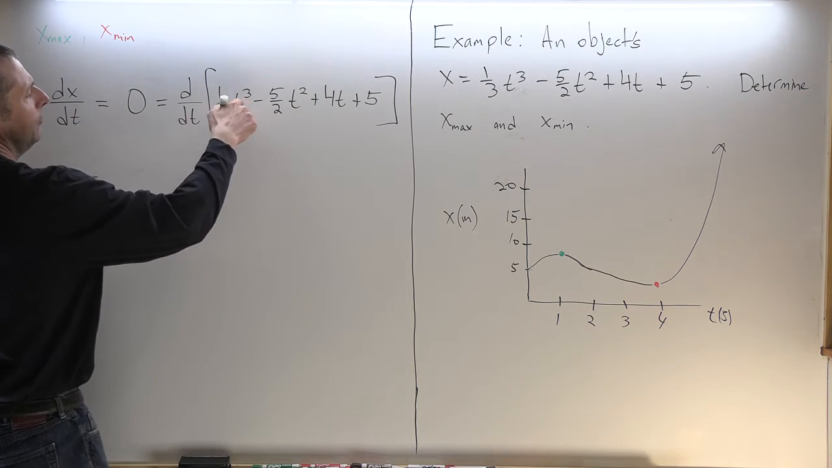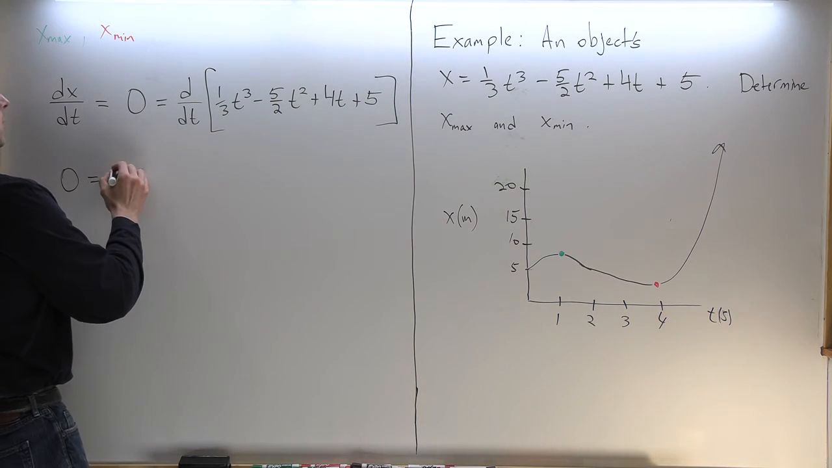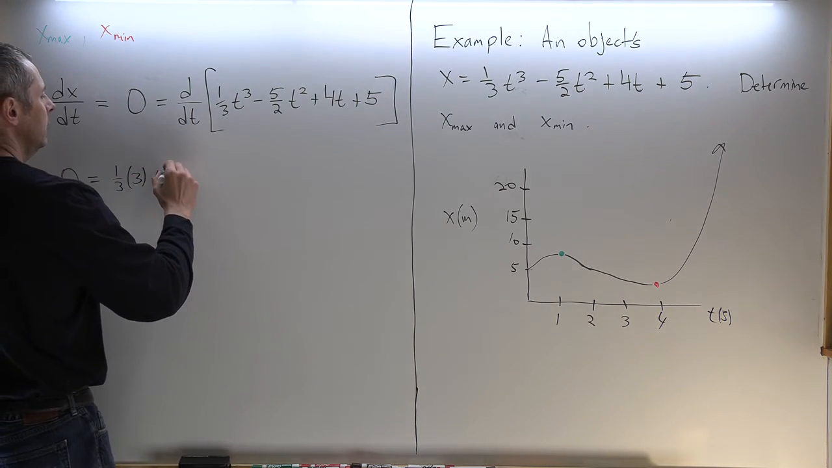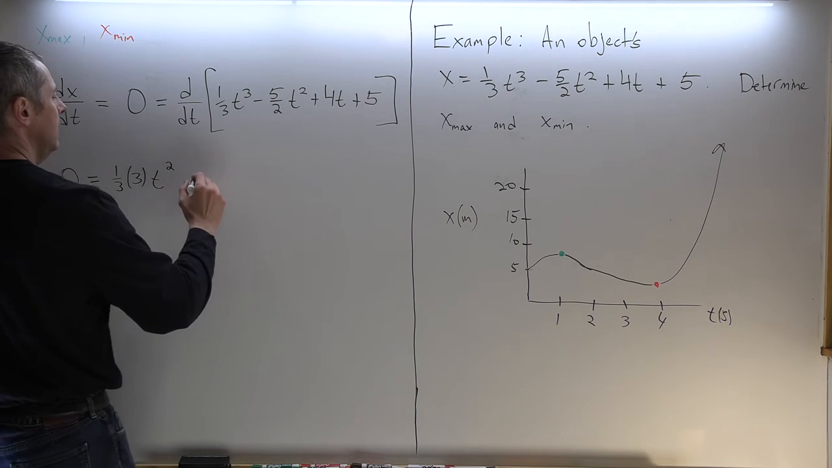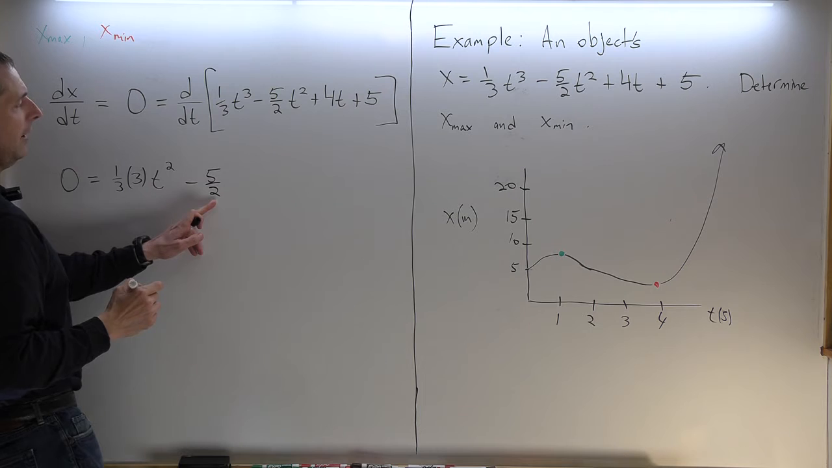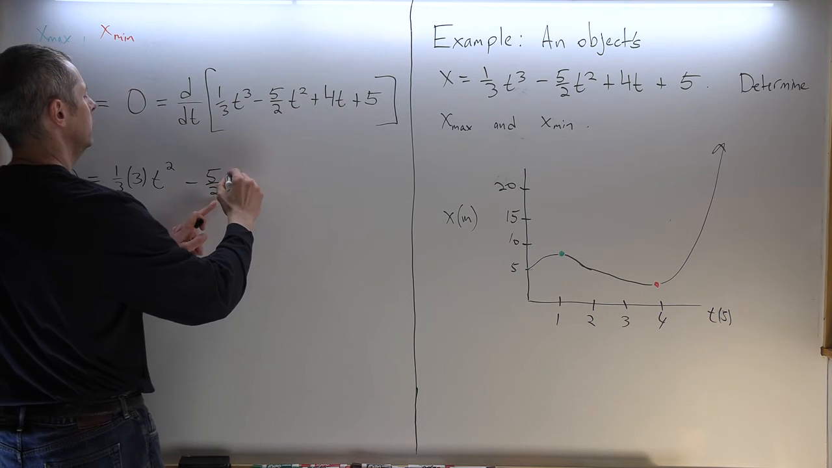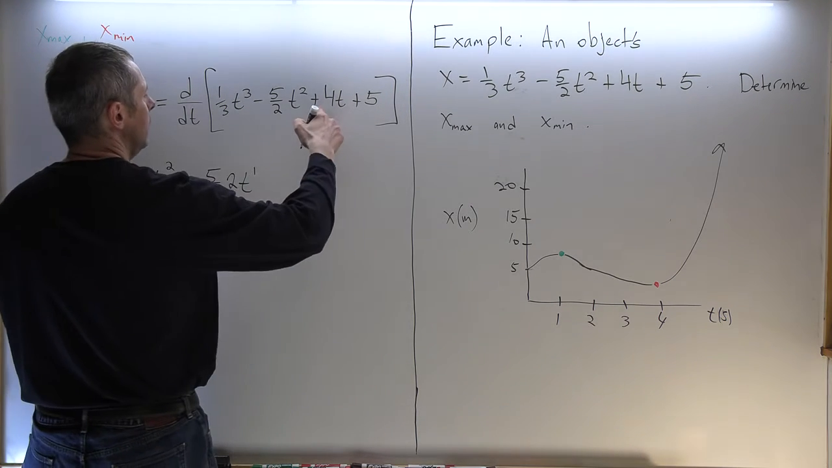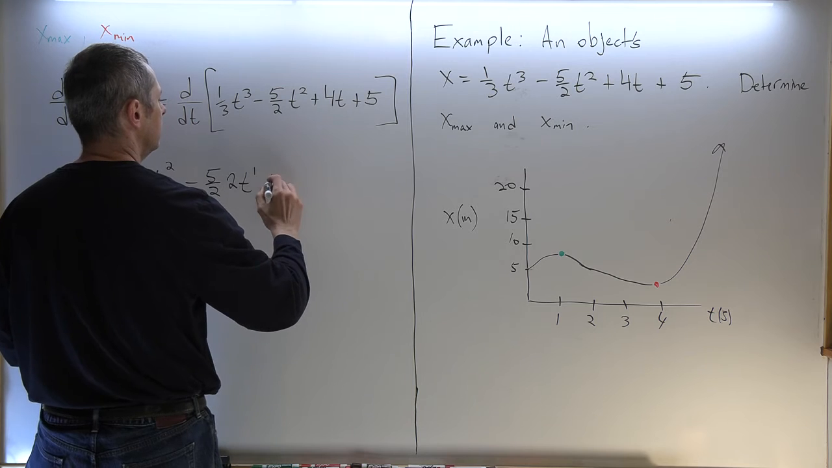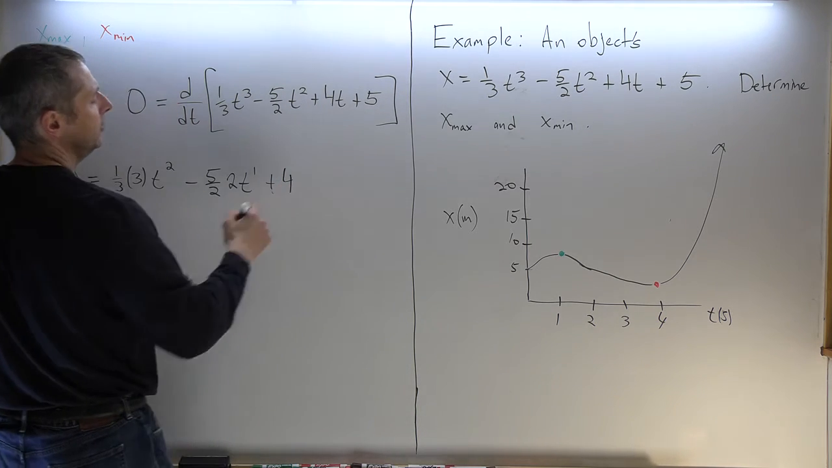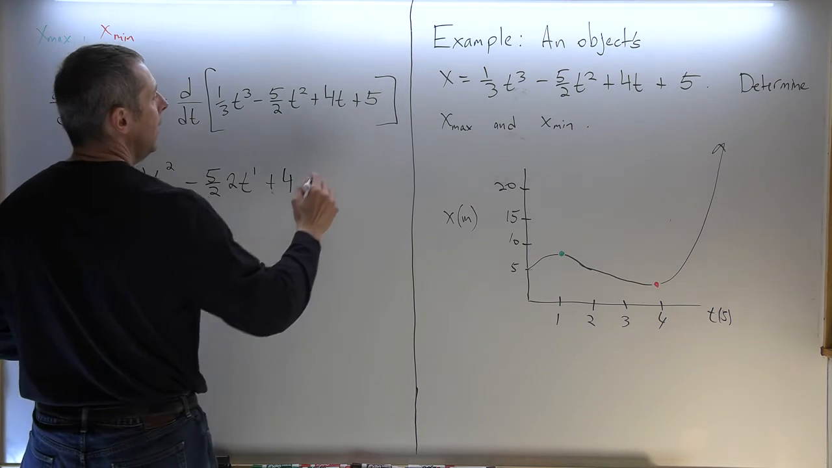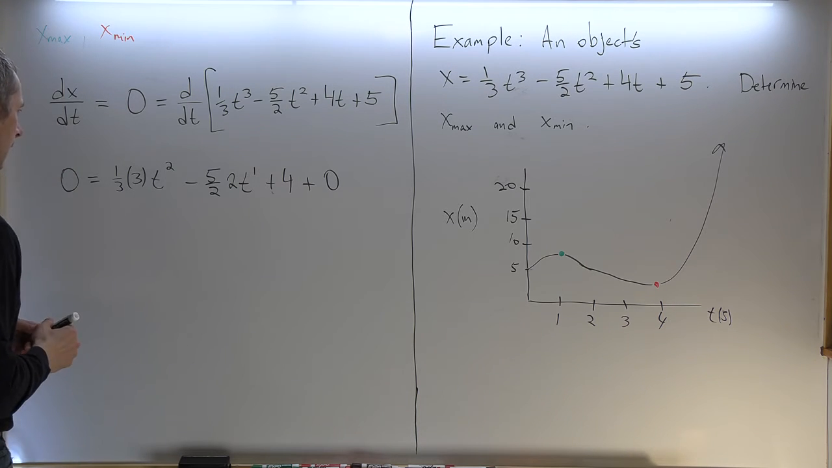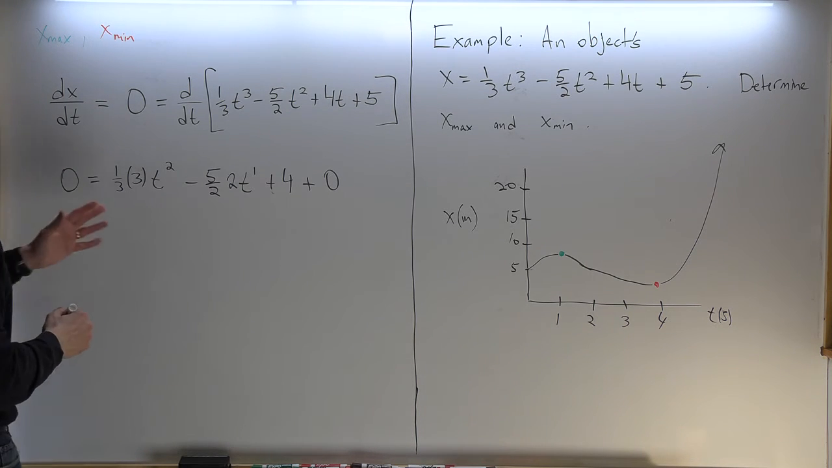You bring the 3 to the front with the 1/3, which gives us 1/3 times 3 times t to the 2 power. Then what you do is this 5/2 term stays here. The derivative of t squared is 2t to the 1 power. You don't even have to write to the 1 power. And then the derivative of 4t, well, the 4 part stays. And then we have t to the 0. I'm not going to write that. That's 1. And then we have the derivative of the number 5. Derivative of any number is always 0. So here's our derivative. Now we need to solve for time.